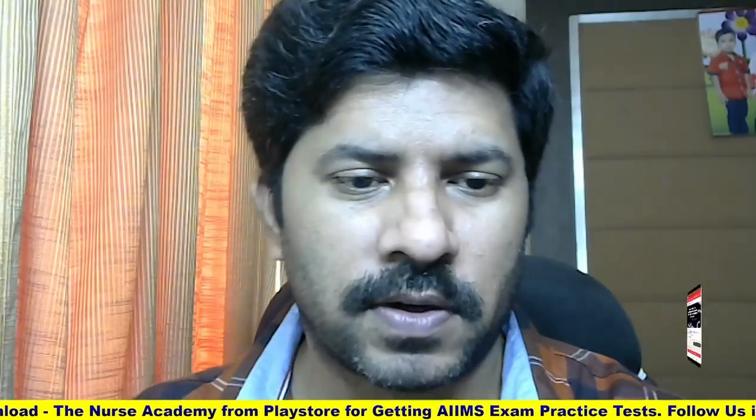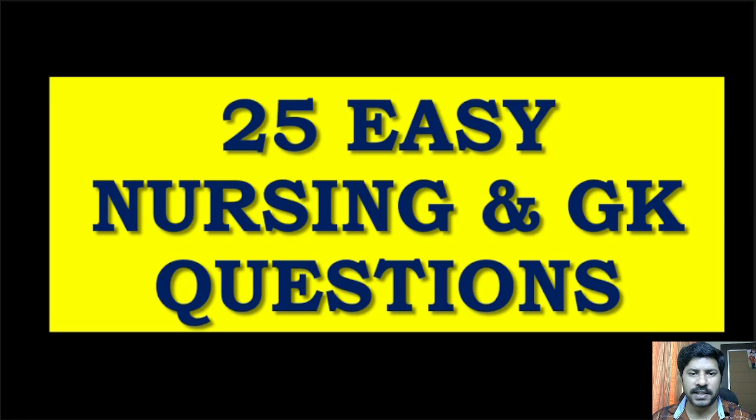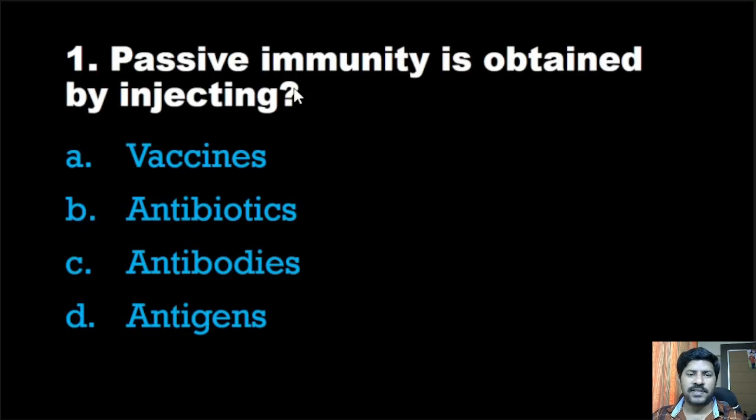We will go to our topic, that is 25 easy nursing questions and answers. First question: the passive immunity is obtained by injecting vaccines, antibiotics, antibodies, or antigen?